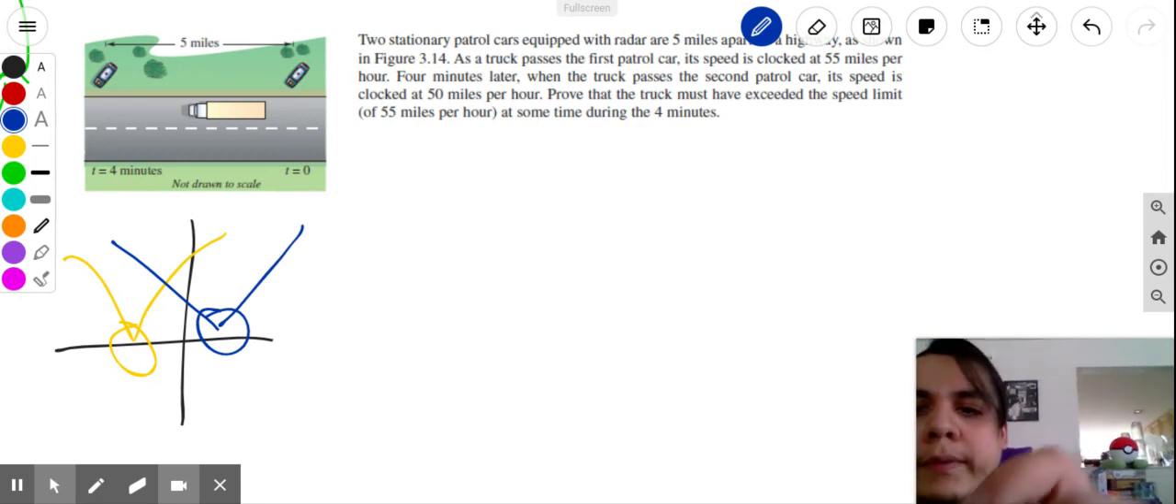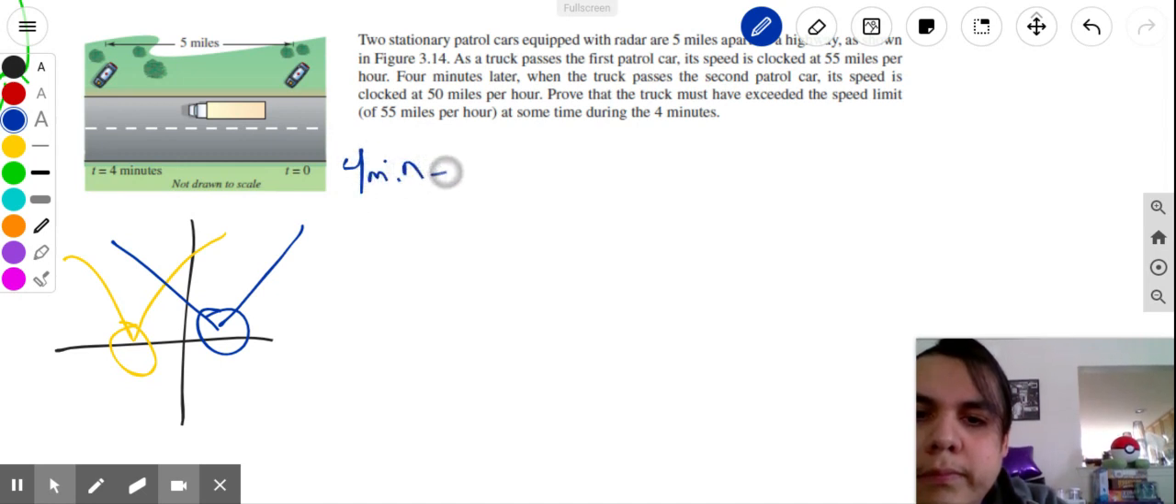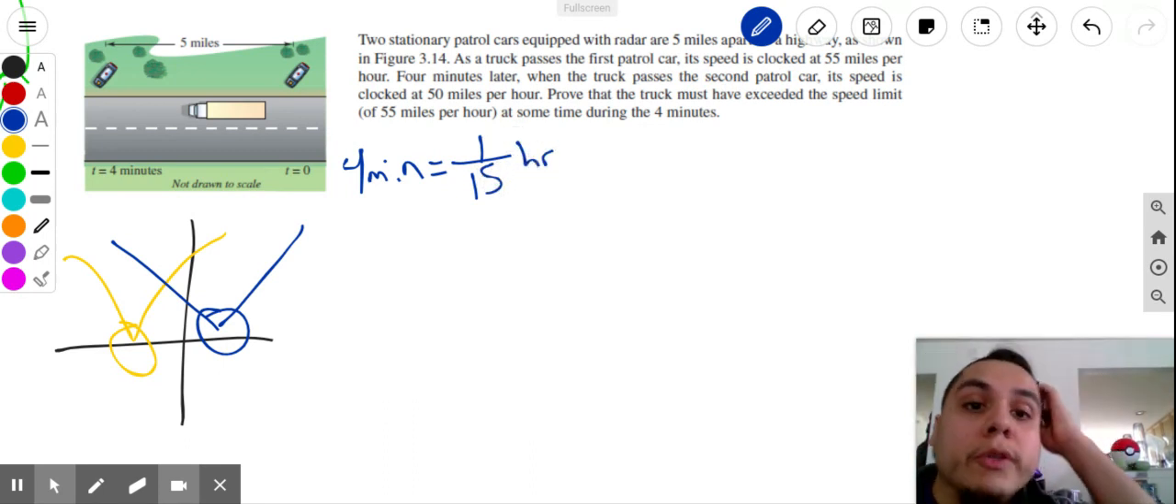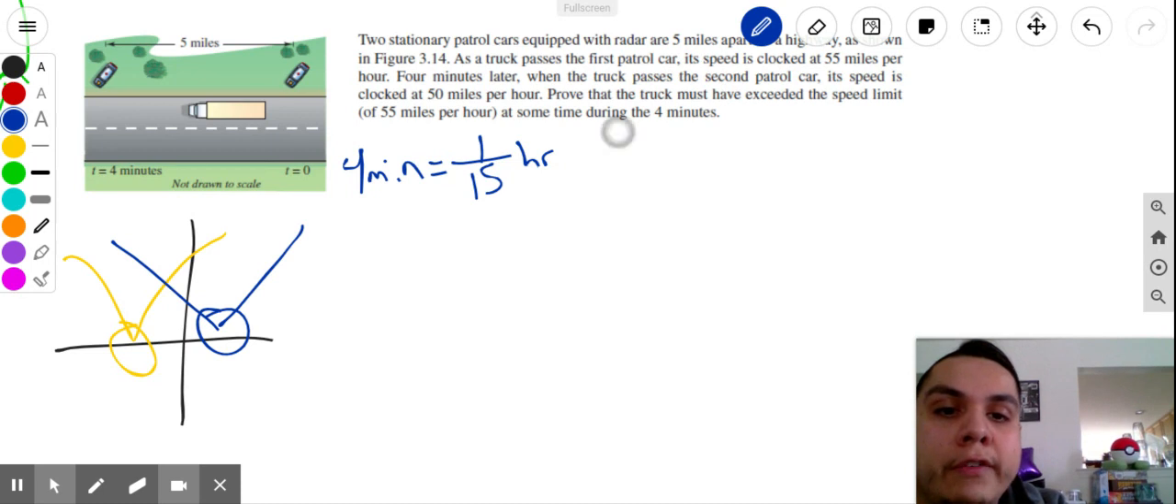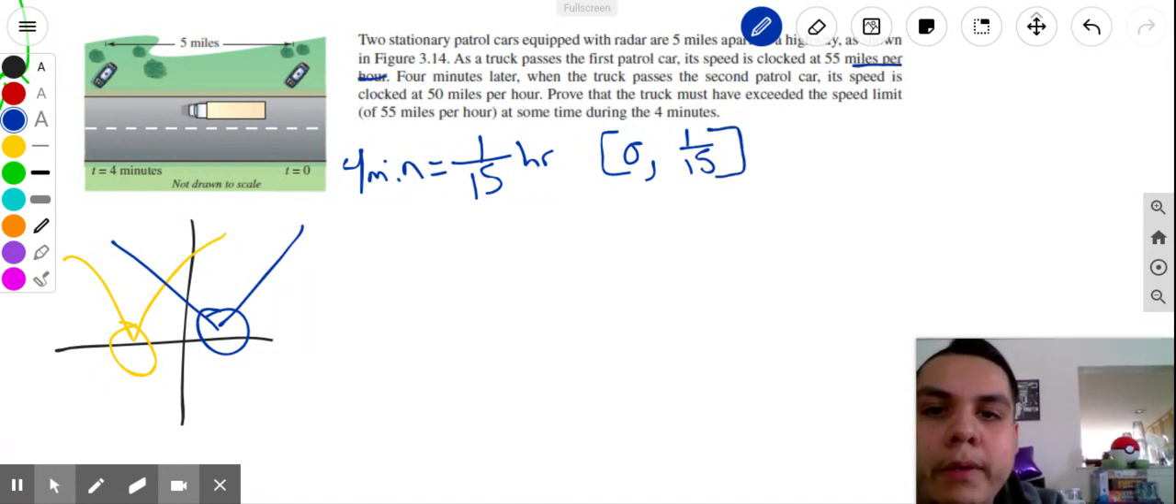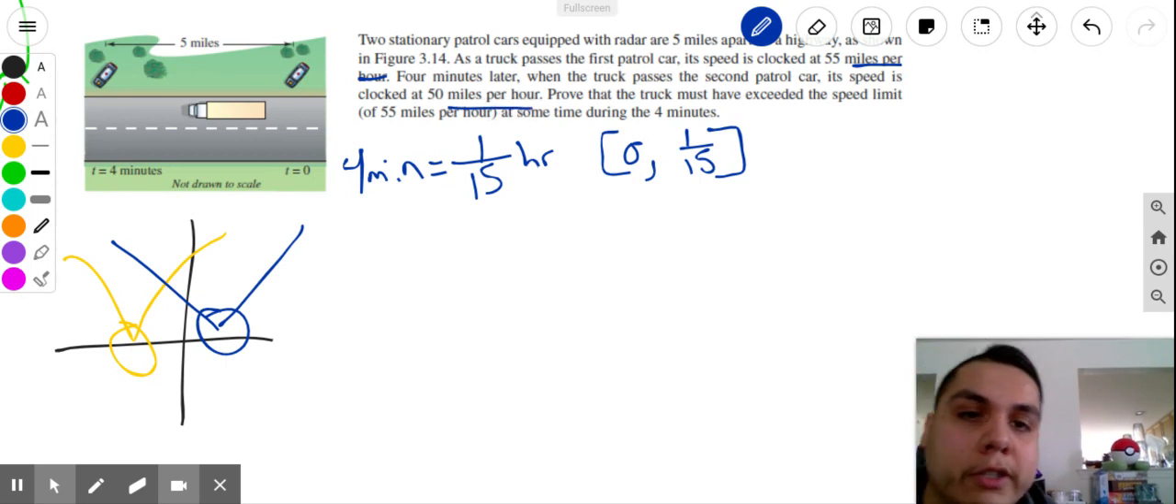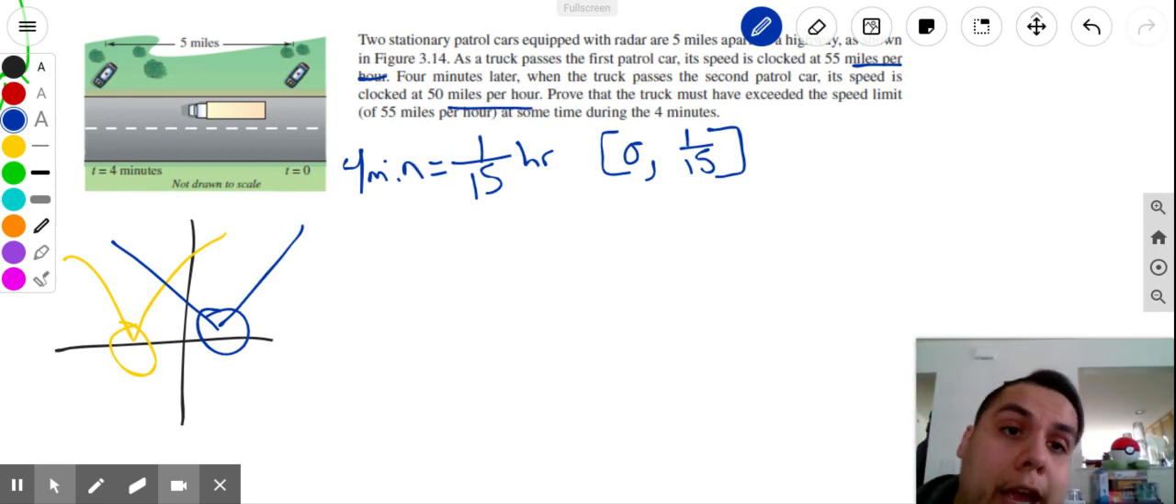So here's what I know. 4 minutes is equal to 1/15 of an hour. All right. So essentially, we're looking at the interval from 0 to 1/15 of an hour. Notice how I'm careful with my units because they're talking about miles per hour. Miles per hour. So I got to make sure my time is in hours.